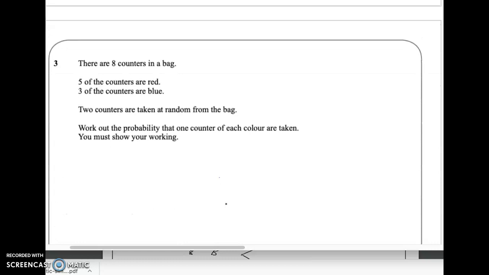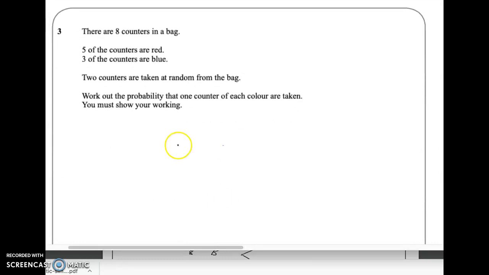Next question. There are 8 counters in a bag. 5 of the counters are red, 3 of the counters are blue. 2 counters are taken at random from the bag. Work out the probability that one of each color are taken. You must show your working.